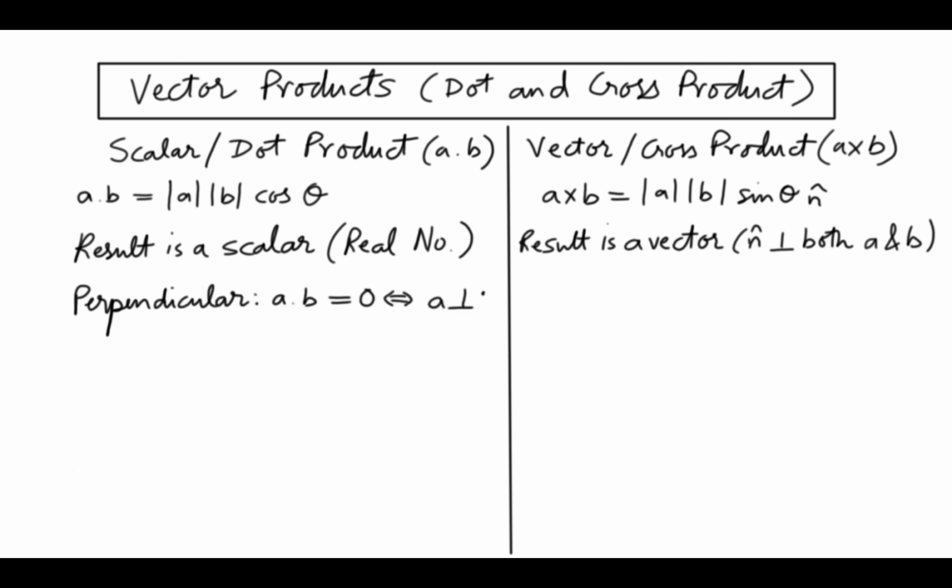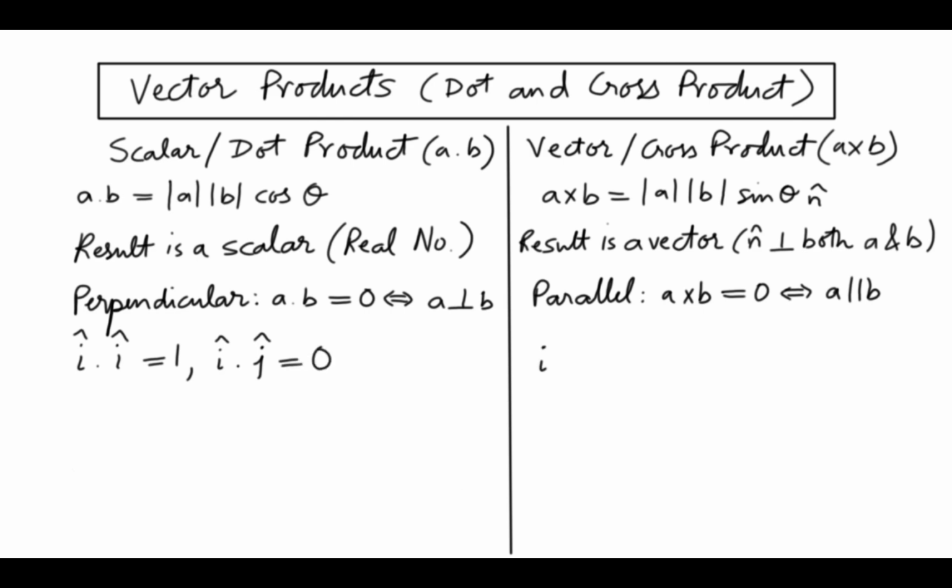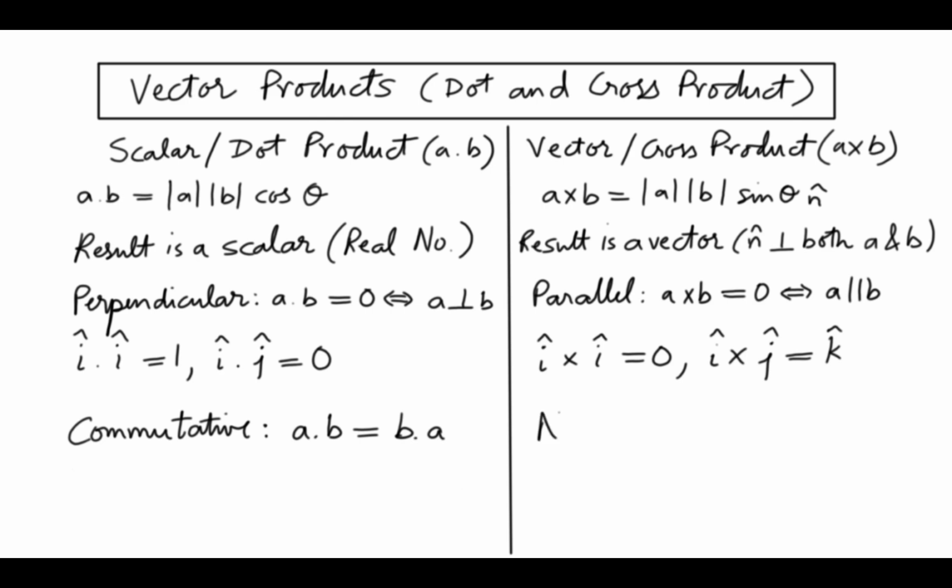The second way is the vector product or cross product, written as A cross B. Its formula is magnitude of A multiplied by magnitude of B multiplied by sine theta in the direction of n cap. So we have to multiply that also, where n cap is a unit vector pointing perpendicular to the plane containing both the vectors, dictated by the right hand rule.